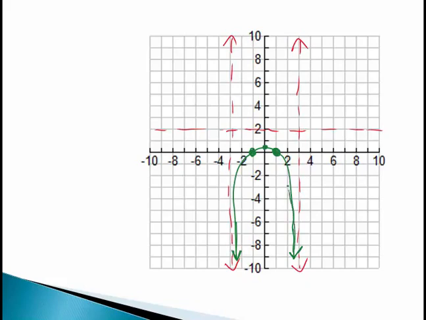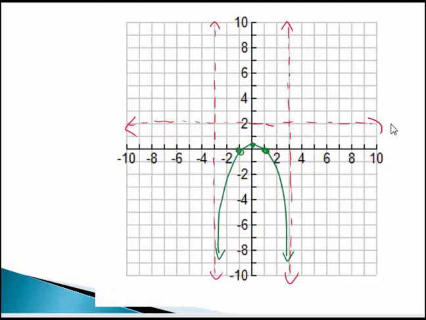Okay, I know we only found 3 points. You could find a couple more, like you could plug in, I don't know, 2.5. You should get an output down here. Negative 2.5, you should get an output down here, just to verify that this is what's happening in between the vertical asymptotes, okay? All right, so now I need to figure out just what's going on the other side of these vertical asymptotes.